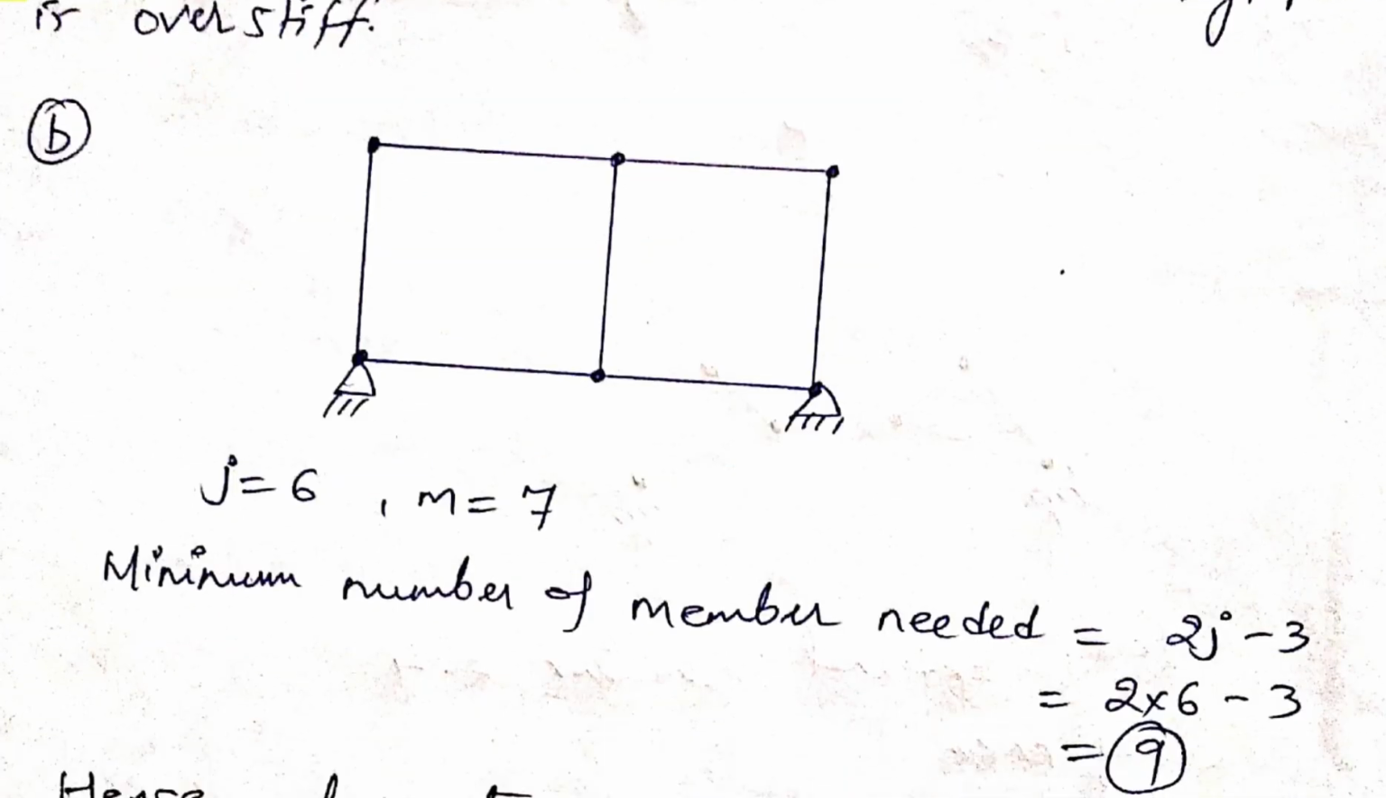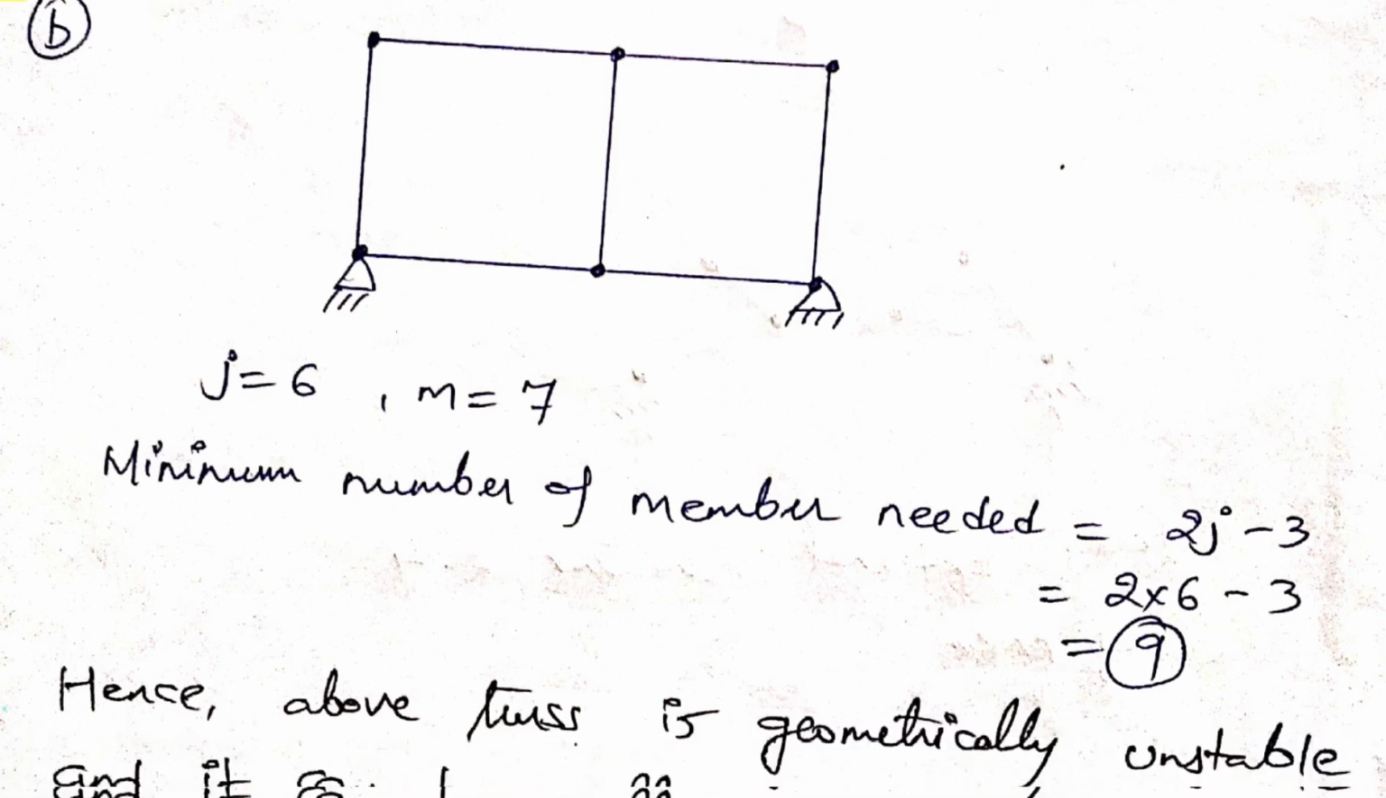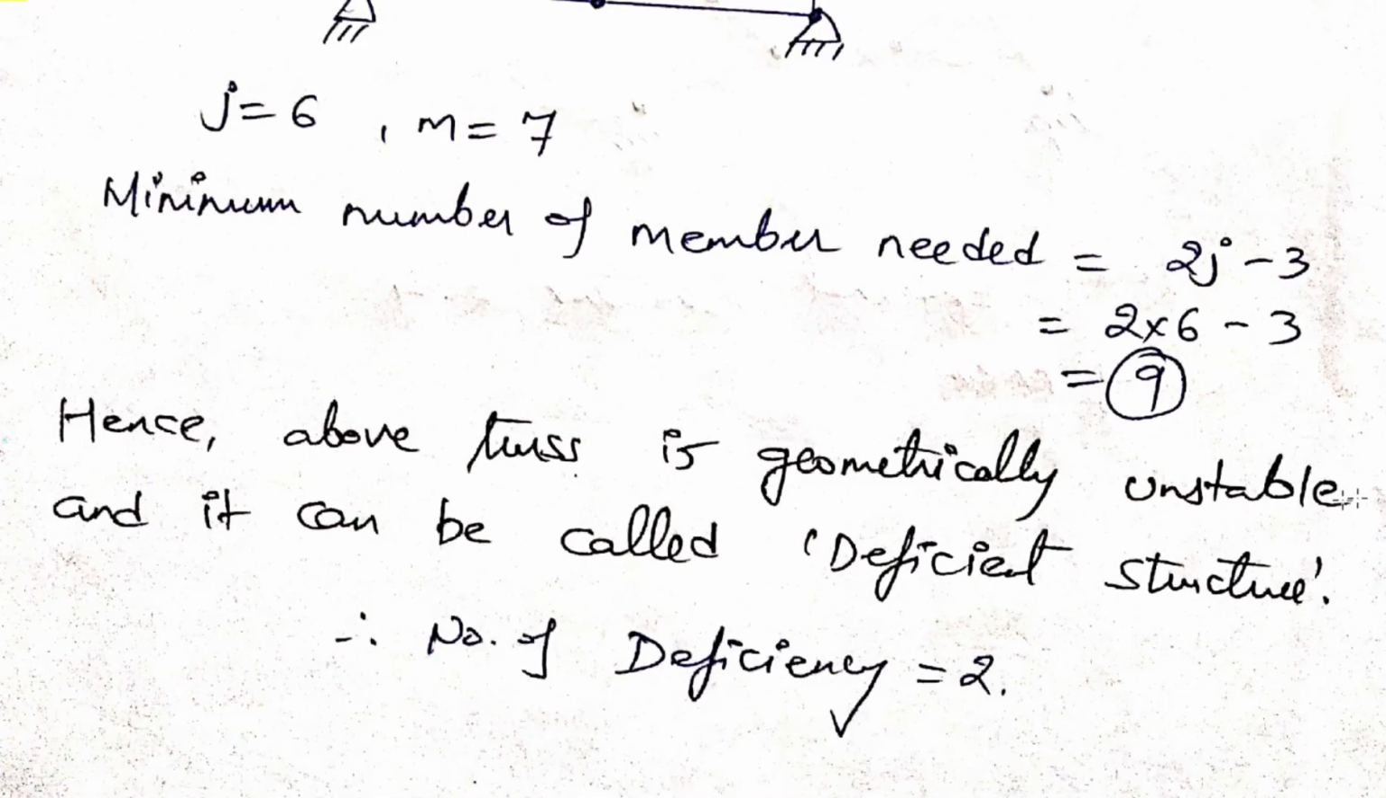And this is another example, where we have a truss. This is a hinge support, this is a hinge support, and the minimum number of members needed is equal to 2j minus 3. The number of joints here is 1, 2, 3, 4, 5, 6. 6 joints, so 2j is 12, minus 3 is 9. So the minimum number of members needed is 9, and the present members are 7 here: 1, 2, 3, 4, 5, 6, 7. Hence the above truss is geometrically unstable, and it can be called a deficient structure.